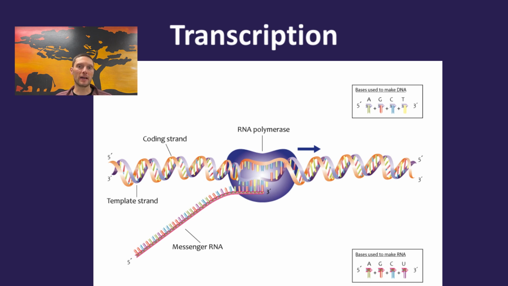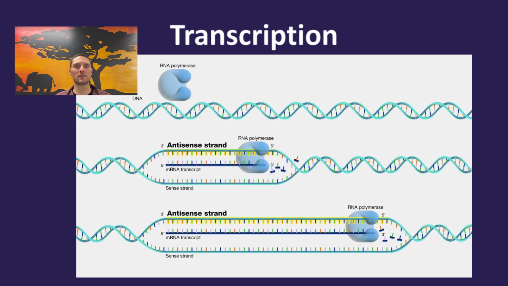The copied strand, the messenger RNA, is identical to the DNA strand that's opposite of it. We refer to the two strands of DNA as the sense strand and the antisense strand. And that messenger RNA that gets produced is identical to the DNA sense strand, except that uracil replaces thymine.